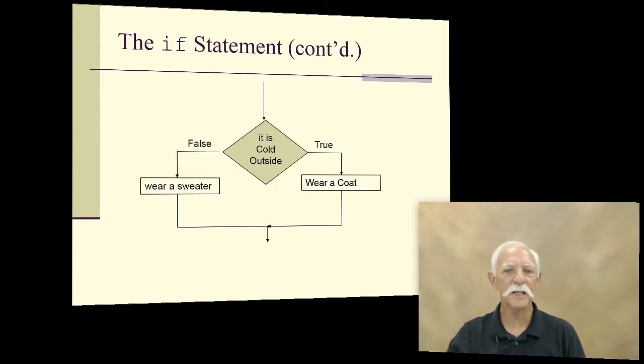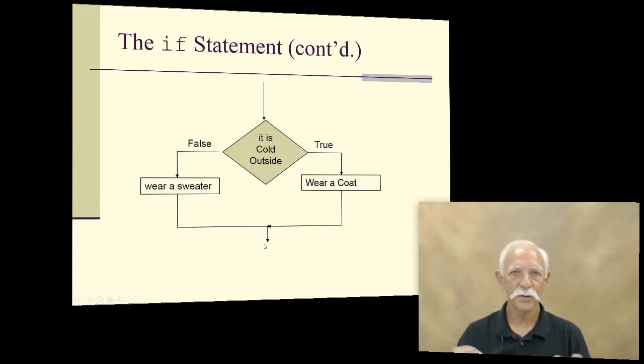So now we've got that same problem of wearing a coat right here. So what we're going to say is, it is cold outside. If that statement is true, wear a coat. If it's false, then wear a sweater. These two conditions, one or the other, are going to have to be made, and then of course we're going to go back to our normal processing.